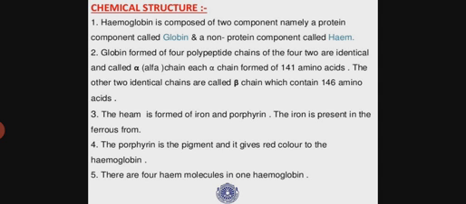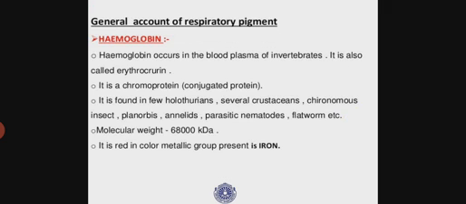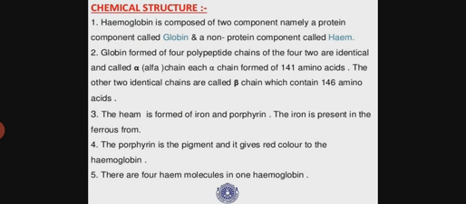And the heme is formed of iron and porphyrin, and the iron is present in the ferrous form, whereas the porphyrin is the pigment and it gives red color to the hemoglobin. There are 4 heme molecules in one hemoglobin molecule, which is very significant here because each heme group can carry 1 molecule of oxygen. So a hemoglobin molecule can carry about 4 oxygen molecules at a time.